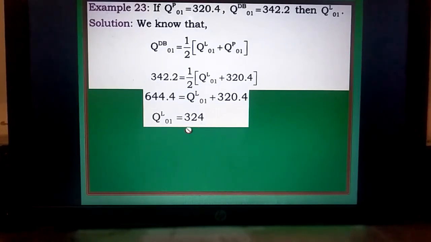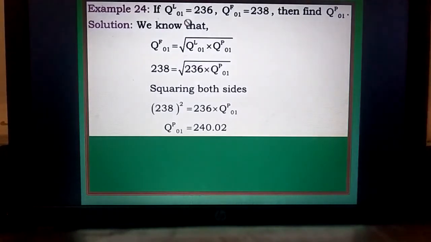That means 264% increased in quantity level consumed in current year as compared to base year based on Laspeyres quantity index number. That is how the interpretation goes. Next question. If Q01L is given, that means Laspeyres quantity number is given, and Q01 Fisher's is also given, Fisher's quantity index number. Then find out Q01P.